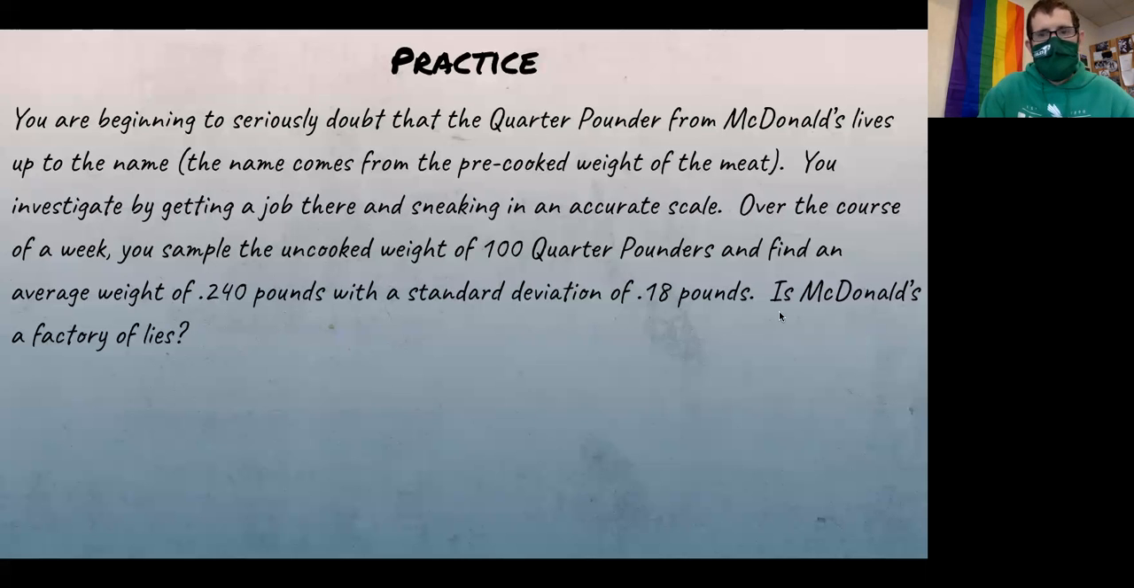All right. So you got to investigate this. The name comes from the pre-cooked weight of the meat. So you investigate by getting a job there, and you sneak in a scale because you want to find out. Over the course of a week, you sample the uncooked weight of 100 quarter pounders and find an average weight of 0.240 pounds with a standard deviation of 0.18 pounds. Is McDonald's a factory of lies?